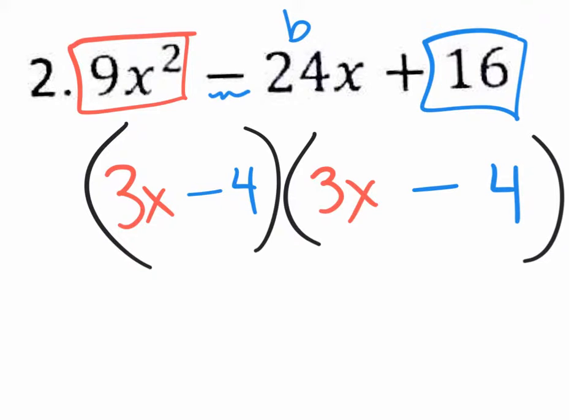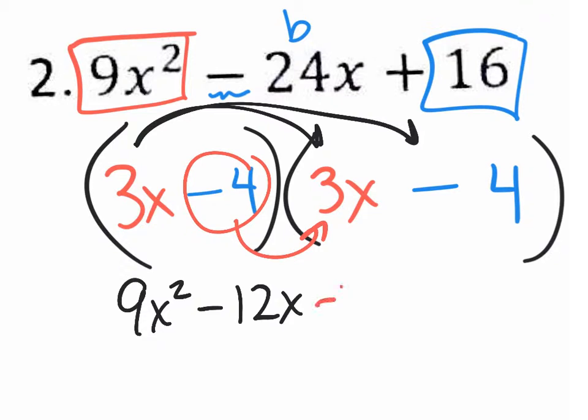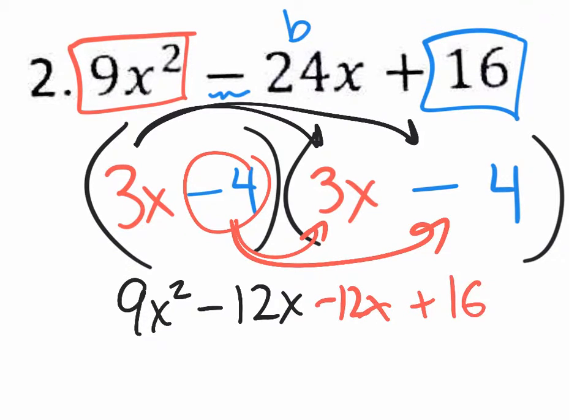You need to distribute. So what's 3x times 3x? 9x squared. What's 3x times negative 4? Negative 12x. And then what is negative 4 times 3x? Negative 12x. And what's negative 4 times negative 4? Positive 16. Now when you combine that middle term and that middle term, you really do get the above quadratic trinomial.